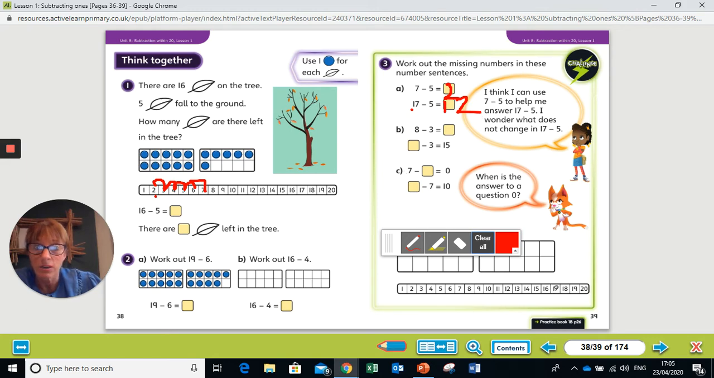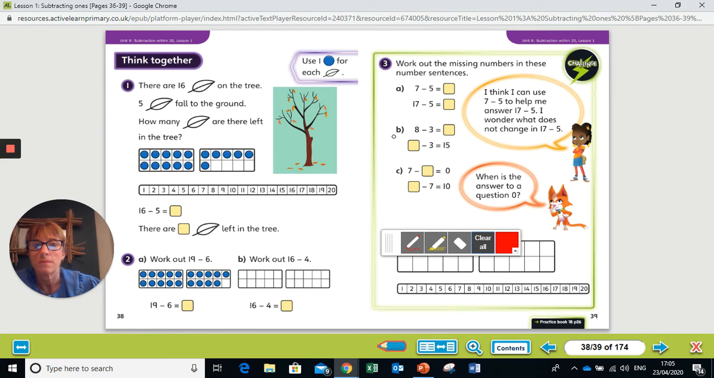And again, we can check on our number track. Start on 17, take away 5. 1, 2, 3, 4, 5. Our answer is 12. Look at my higgledy-piggledy lines. Yours would be better than that. Use your finger carefully and count backwards. 17 take away 5 is 12. I'm going to clear that so we can use the number track again.